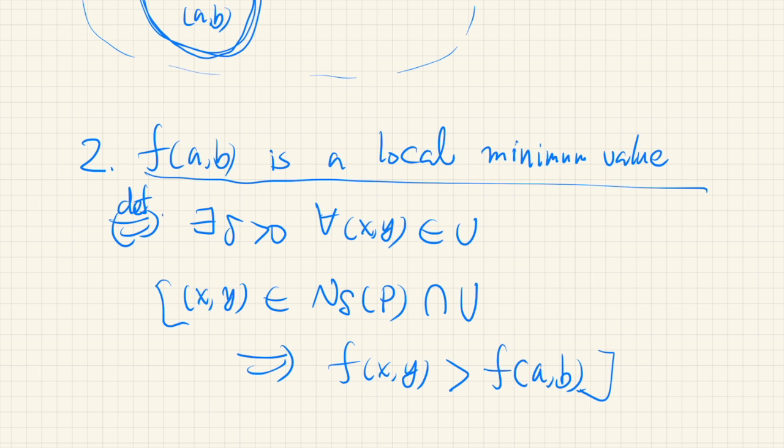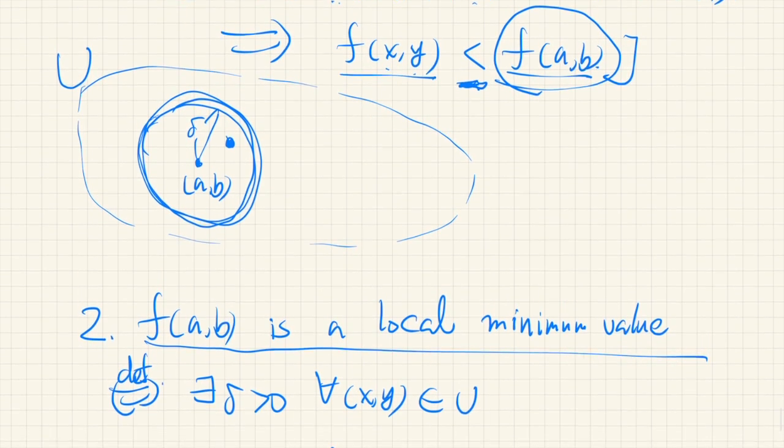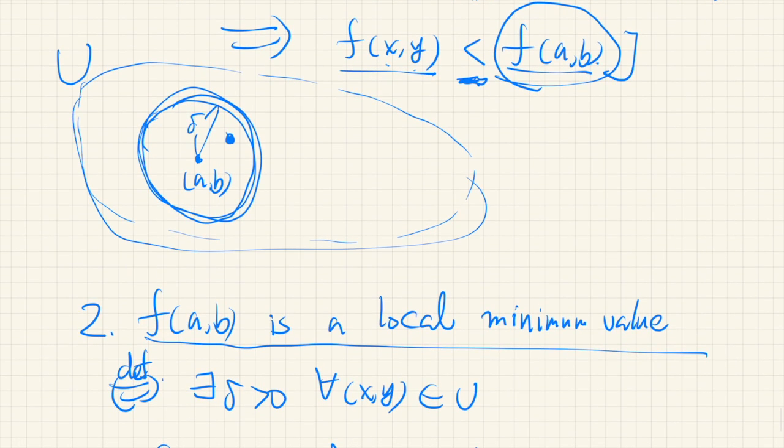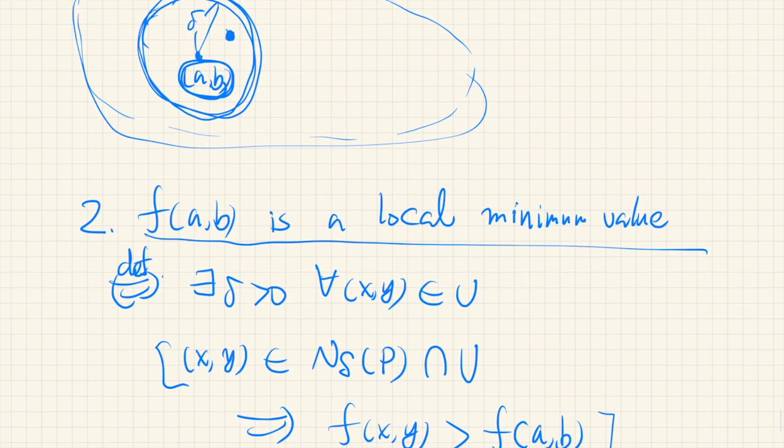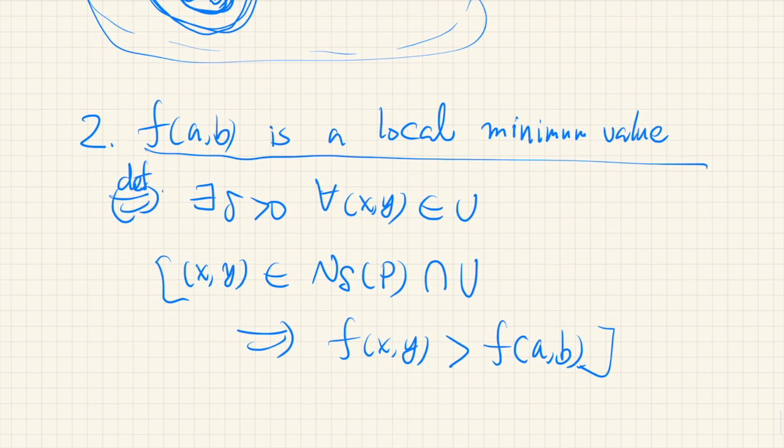Because in this neighbor, again, let's use this figure. Within this neighbor of a b, no value of the function is less than the value of the function at a b. So it is locally the minimum value as long as we stay in the delta neighbor of P.